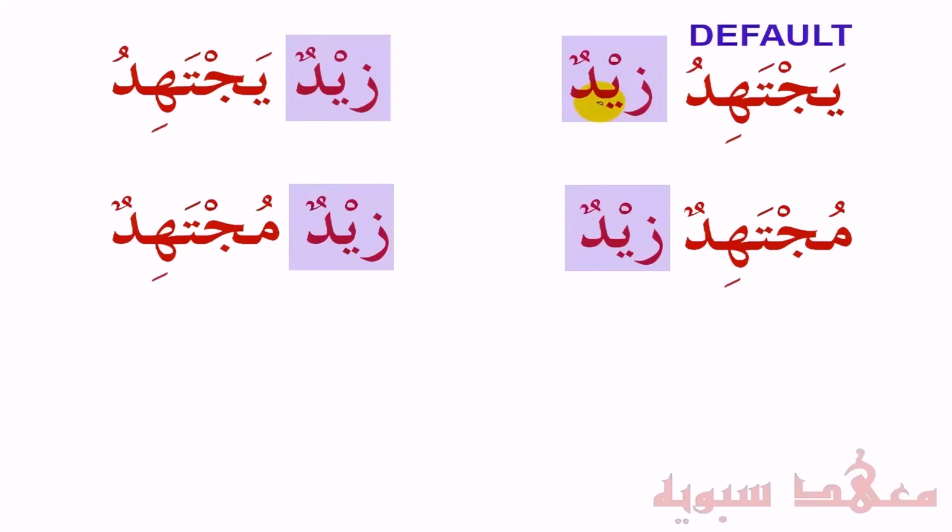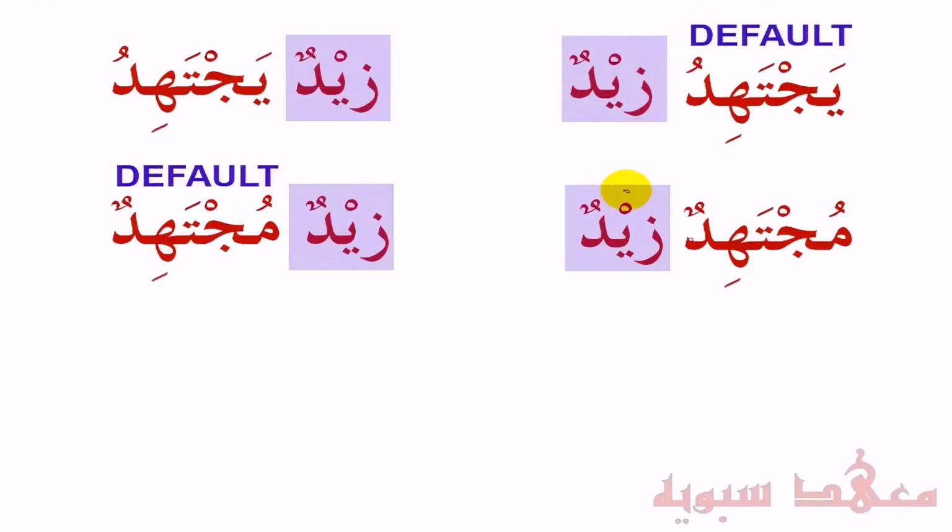Now in the sentences below, we'll start with this one here. It's Zaydun mujtahidun. So Zayd is the mubtada and mujtahidun is the khabar. And this is actually the default of how a nominal sentence should be, in that we have the mubtada first, followed by the khabar. Now in this sentence here, what's happening is we have the musnad coming in front or being brought forth in front of the musnad ilayhi. And the musnad ilayhi is being delayed.